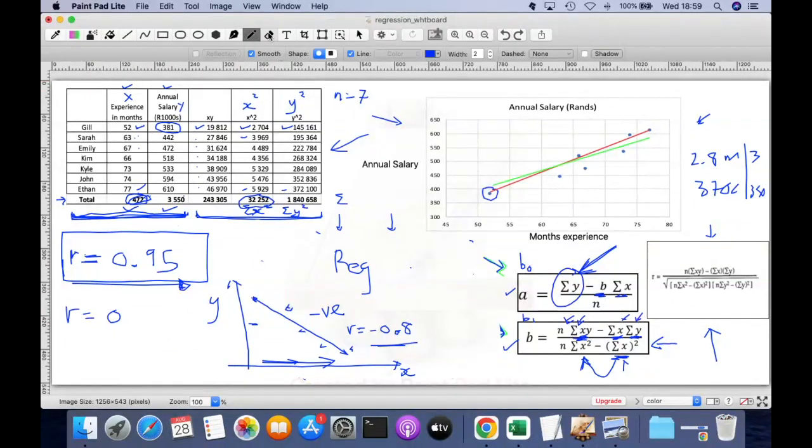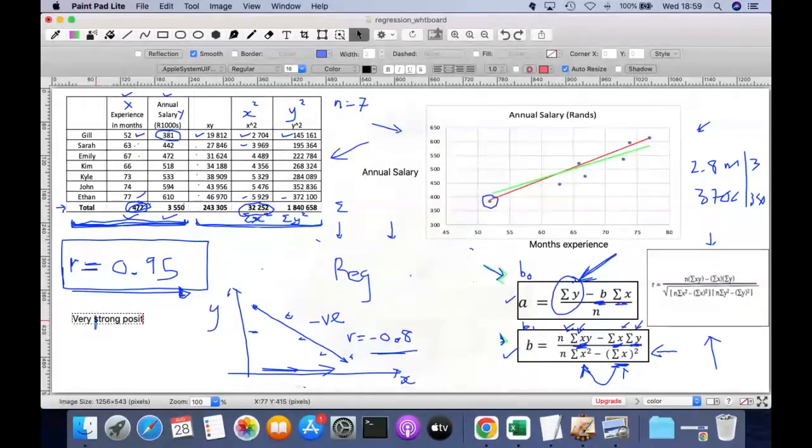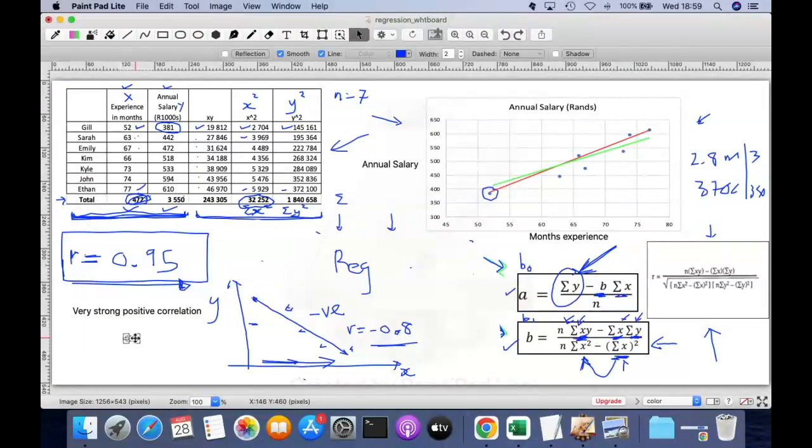Now, how do you interpret this correlation? We got a value of 0.95, so you must state this. I'll write this in text here. You need to say very strong positive correlation. That's what you need to state. So you don't just give the value like what I've done. You must interpret it like what I've written here. Very strong positive correlation. Does everyone understand that? Everyone good with that?